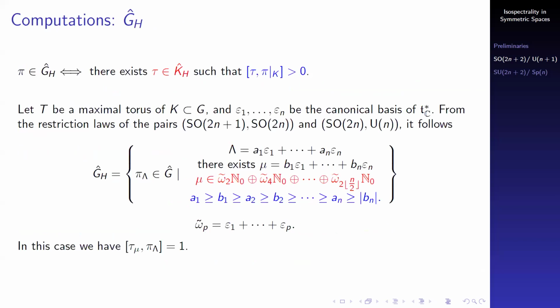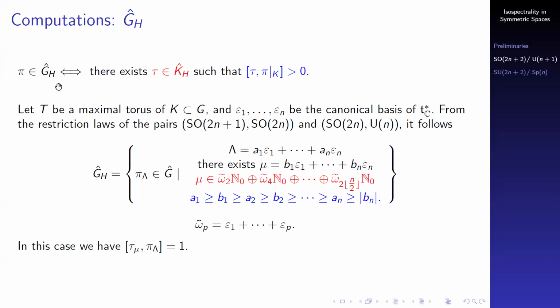So the first problem is to compute the spherical representations. How do we do that? We have GH is the pair. Remember that GH is the pair where G is SO(2n+1) and H is U(N). So note that a representation is spherical.